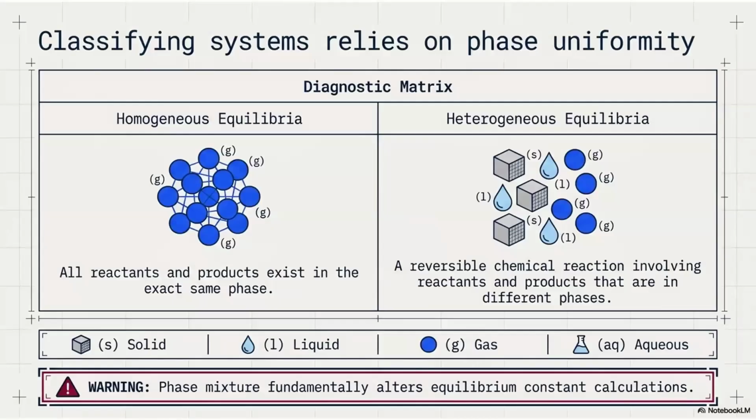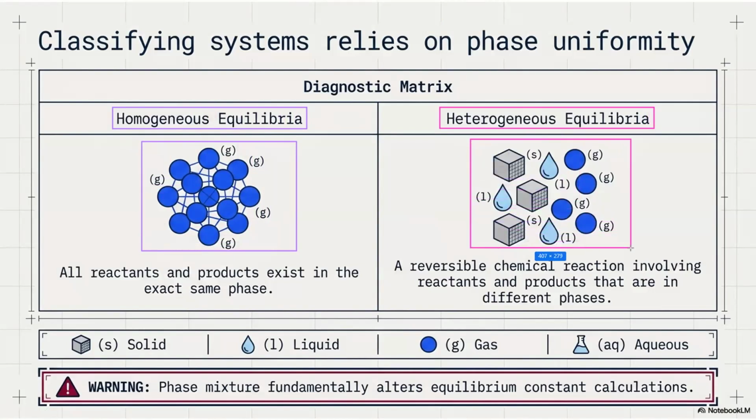Generally, chemical equilibrium can be in two different types of system, namely homogeneous equilibrium and heterogeneous equilibrium. From the diagram here, you can clearly see the difference: a homogeneous equilibrium is made of all reactants and products that exist in the same state of matter, or the same phase, whereas a heterogeneous equilibrium consists of a mixture of different states of matter between the reactants and products.